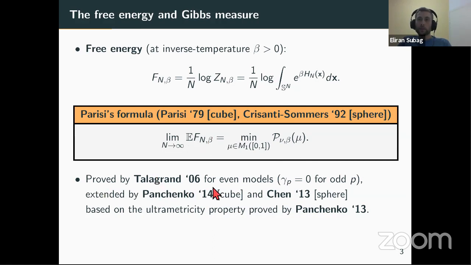And this has been proved. It's a famous result by Talagrand first, and later it was extended by Panchenko for the case of models on the cube with ±1 spins, and by Chen for the spherical models, which I'm talking about today. And both proofs were based on the ultrametricity property.